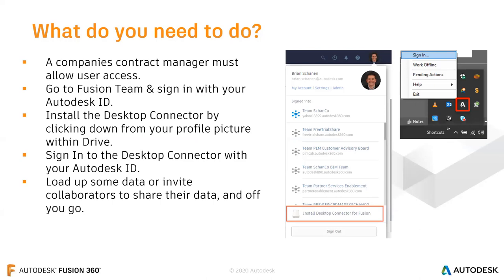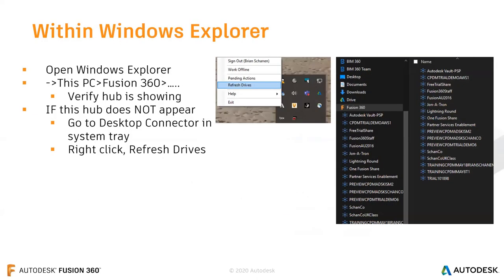Once they have the access, they can go to the Fusion team and sign in with their Autodesk ID, then install the desktop connector by clicking down from their profile picture within the drive. We can see that in the demo. You can also load up some data and invite all the collaborators to share their data as well, and off you can go. Then within Windows Explorer, that's a very simple option, you can go to the PC and verify your hub as it's showing.